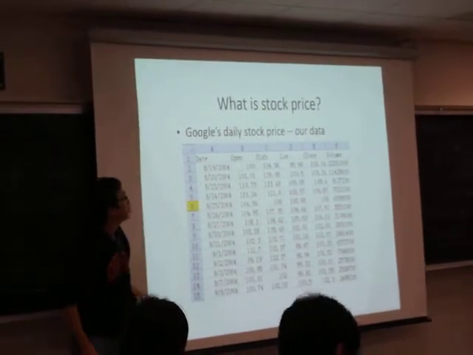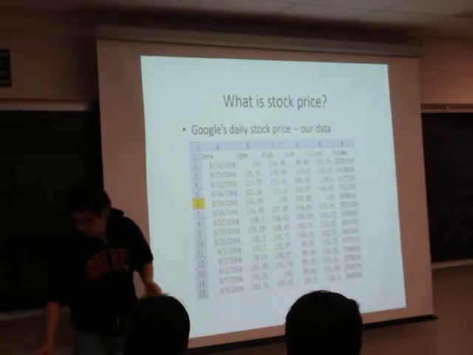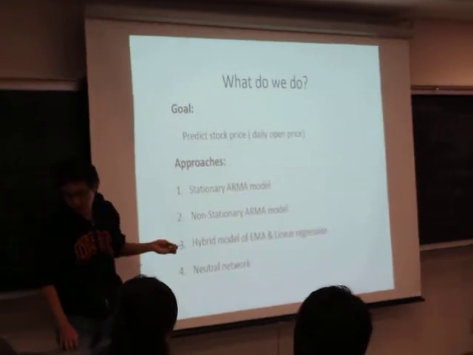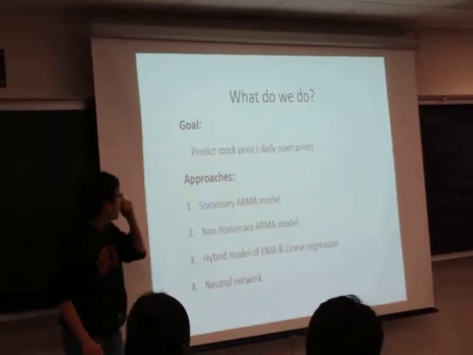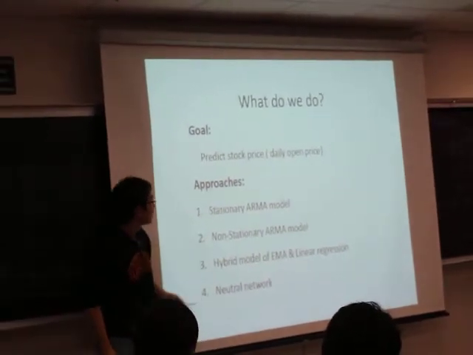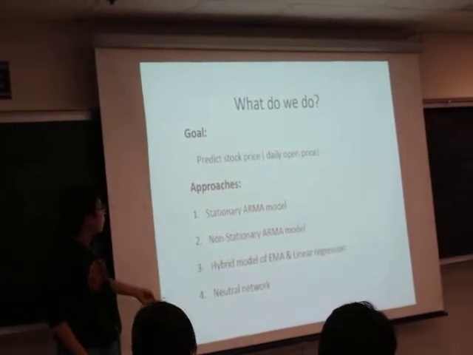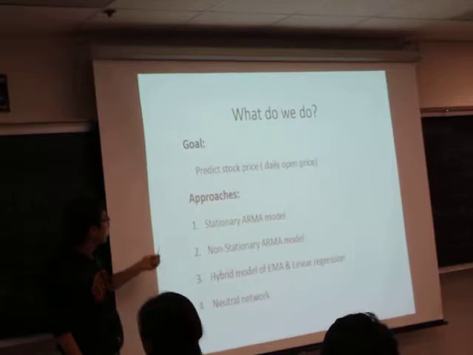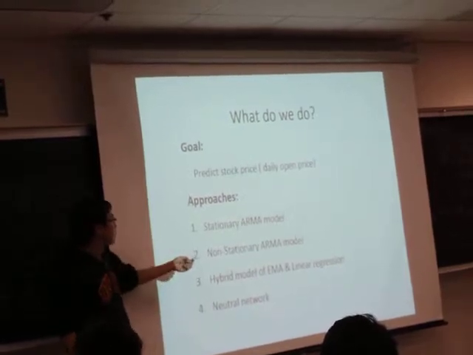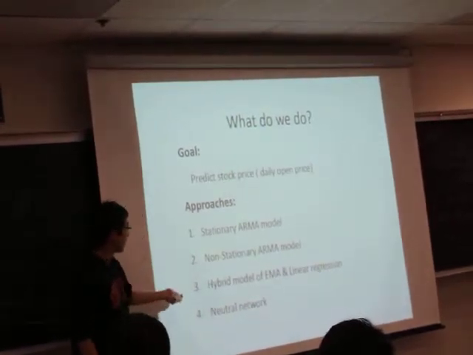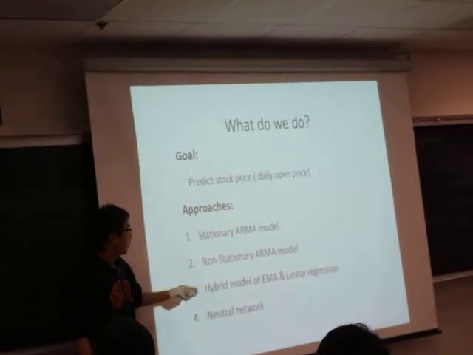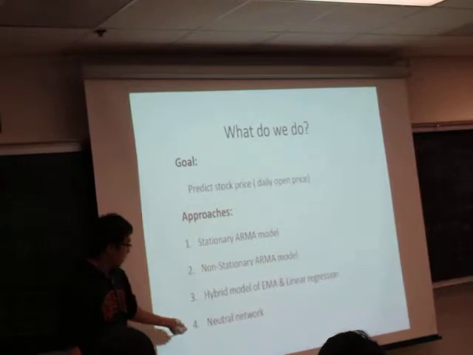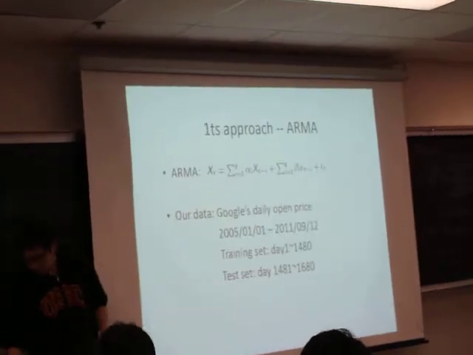This is the data we use in our project. Our goal is to predict the stock price, the open price. We tried four methods. The first one is the stationary ARMA model, and the second one is the non-stationary ARMA model. The third one is a hybrid model of exponential moving average and linear regression. The last one is the neural network.